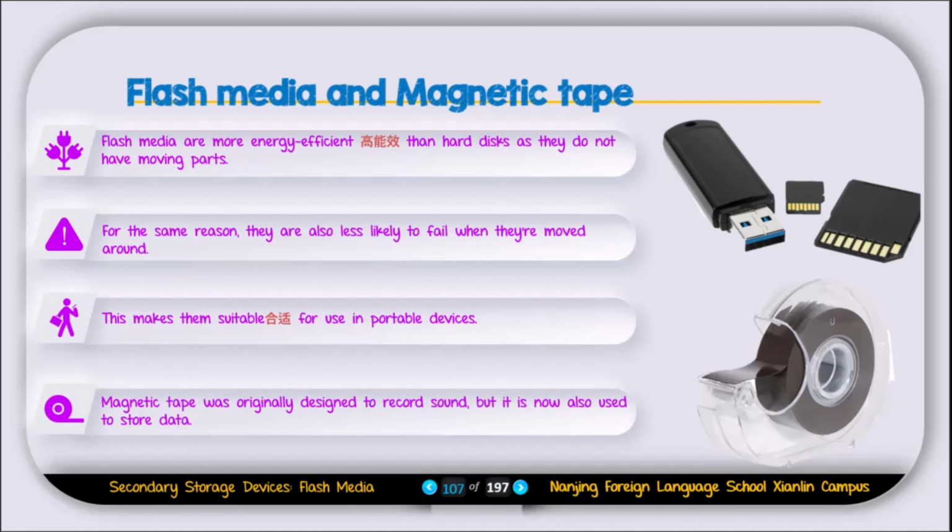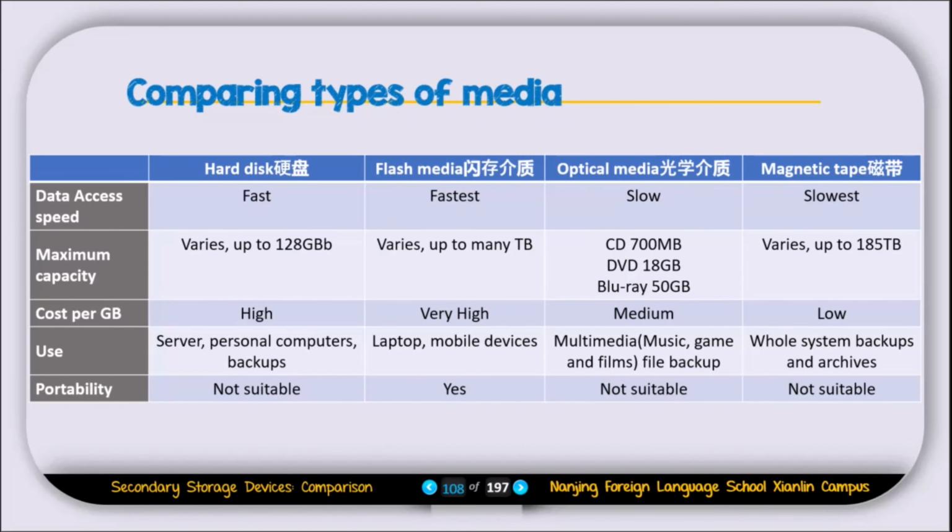So magnetic tape was originally designed to record sound, but it is now also used to store data. So we also use this one to store data. So next slide we'll compare the different types of the storage media.